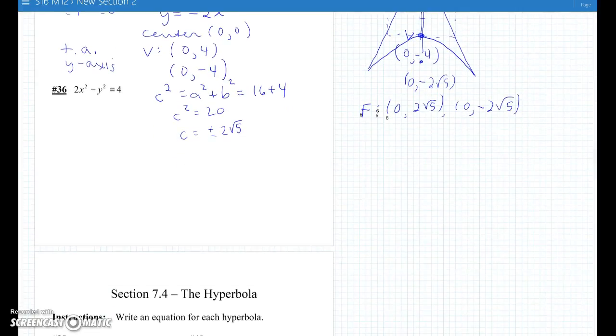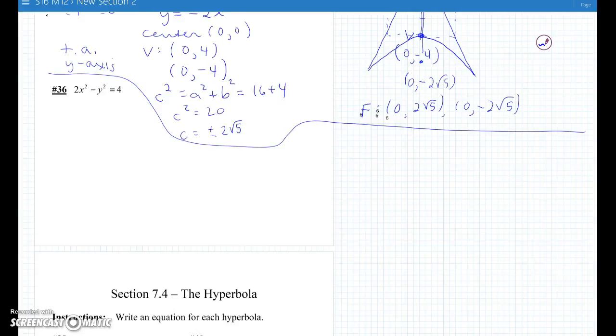Okay, so let's look at number 36. Number 36, we don't have the 1 on the right-hand side, so we need to divide both sides by 4 because you must have the 1 on the right-hand side before you try to figure out how big the hyperbola is. So I'm going to have x squared over 2 minus y squared over 4 equals 1.